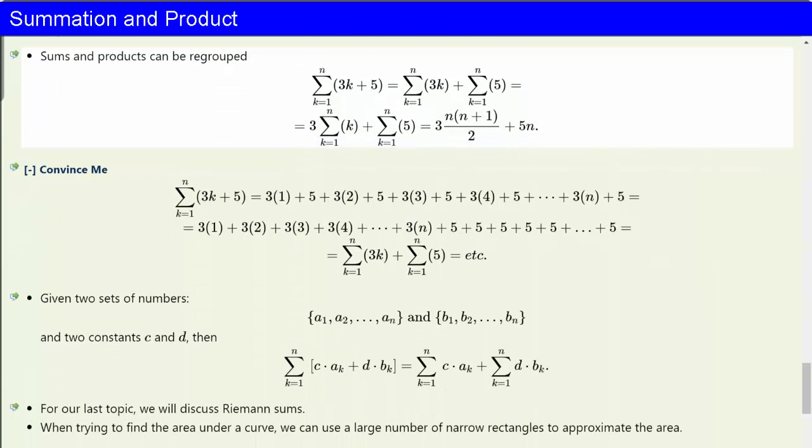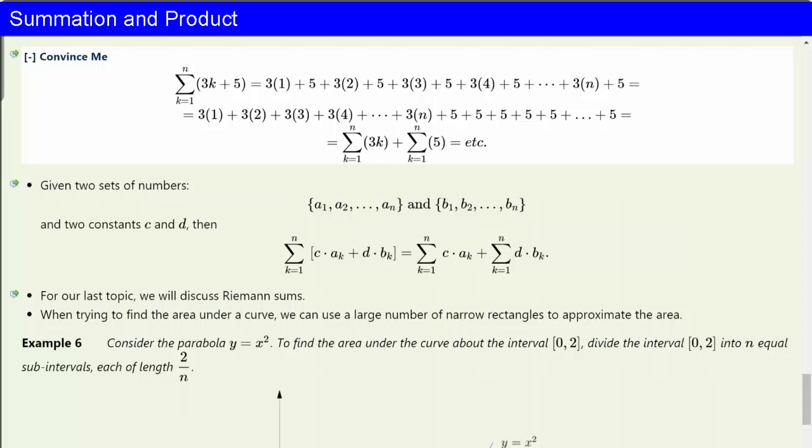We can also regroup sums and products. For example, for the following sum, summation k equal 1 to n, 3k plus 5, we can take that apart as summation k equal 1 to n of 3k plus summation k equal 1 to n of 5. And that's 3 times summation k from 1 to n of k plus summation 5 from 1 to n. And that's the same as 3 times, from our formula, n times n plus 1 over 2, plus 5 times n. Here is what we did, but in slow motion.